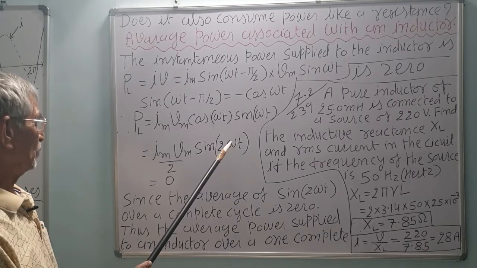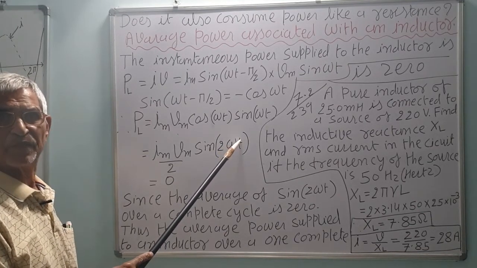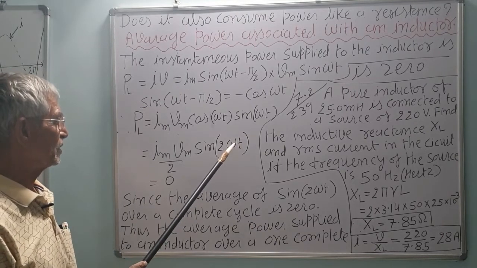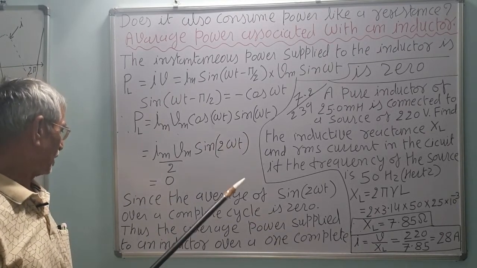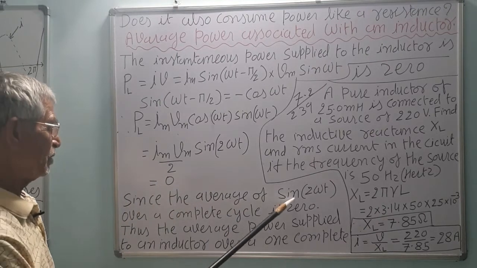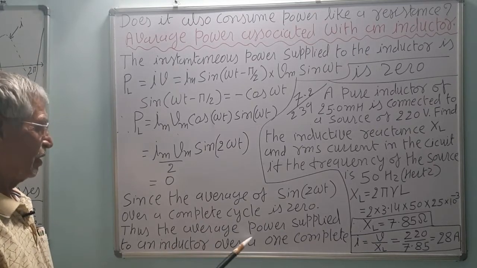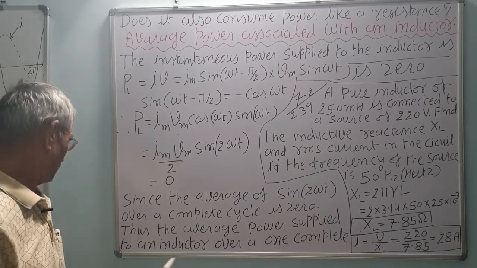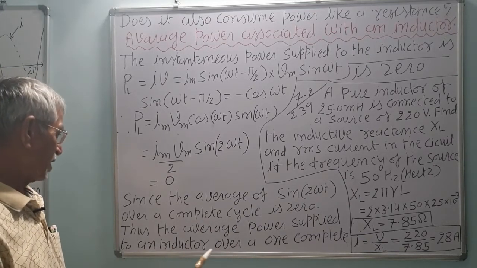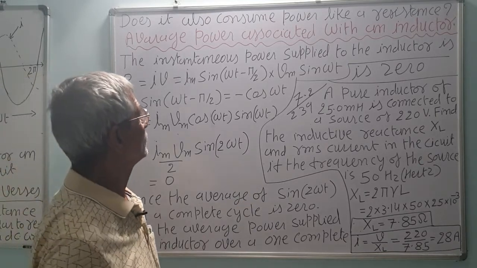Sin 2 omega t, where omega is equal to 2 pi upon T, T is the time period, over a cycle T cancels, 2 pi into 2, that is sin 4 pi, which is 0. Since the average of sin 2 omega t over a complete cycle is 0, thus the average power supplied to or consumed by an inductor over one complete cycle is 0. Correct?